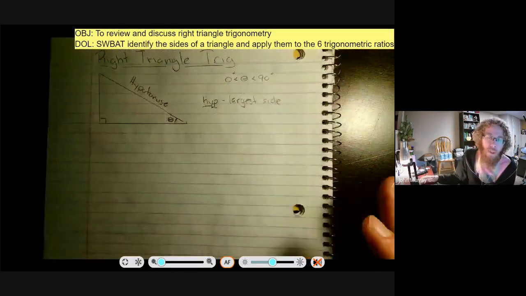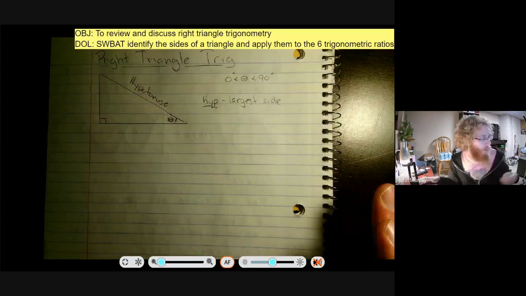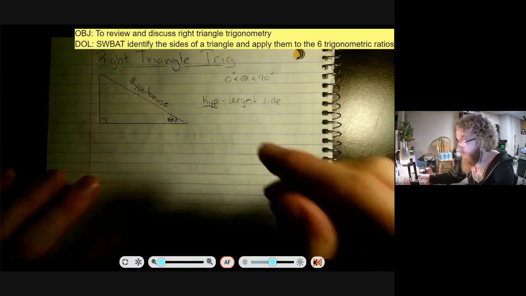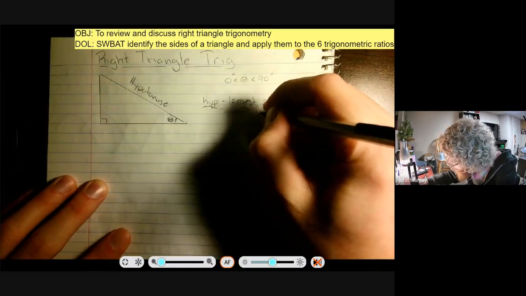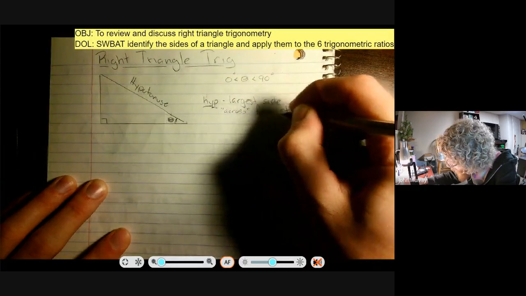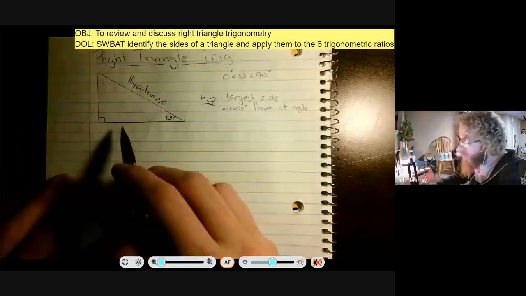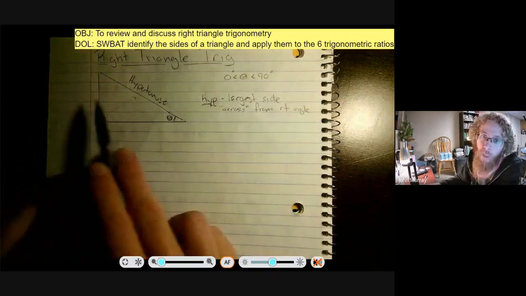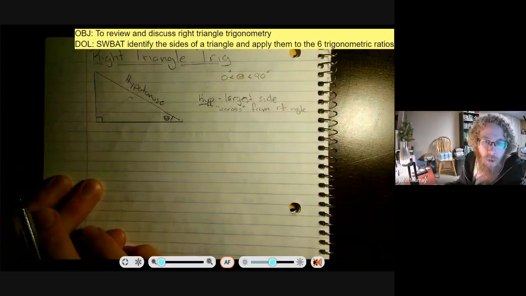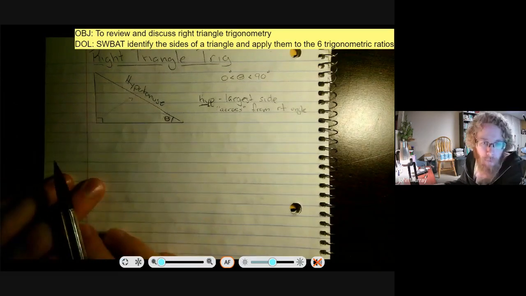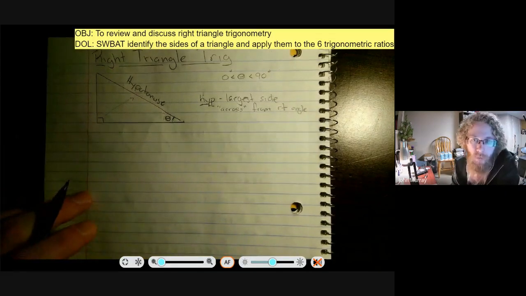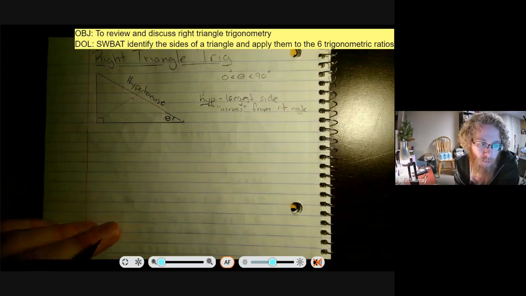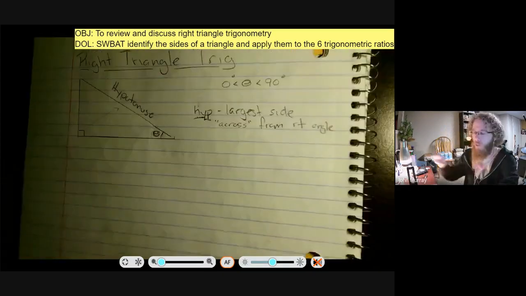The hypotenuse will always be the largest side, okay? That's kind of by definition. It is the longest side of the triangle. And the hypotenuse will always be across from our right angle. In geometry, I'm not sure if you learned that angles and their opposite sides have a pretty close relationship. If you have, obviously, three angles in a triangle, your smallest angle will be across from the smallest side.